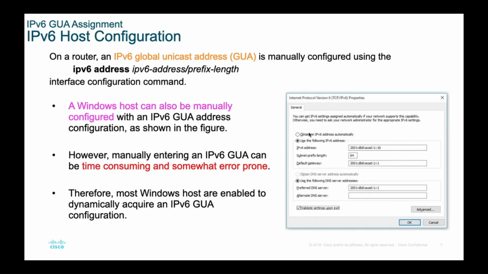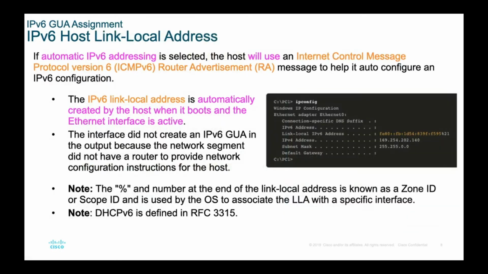It can be SLAAC or DHCP version 6. So this is what happens when you do ipconfig, or you view the configuration, on your PC. This is on your Windows PC. You can see a link local IPv6 address has been set up automatically.